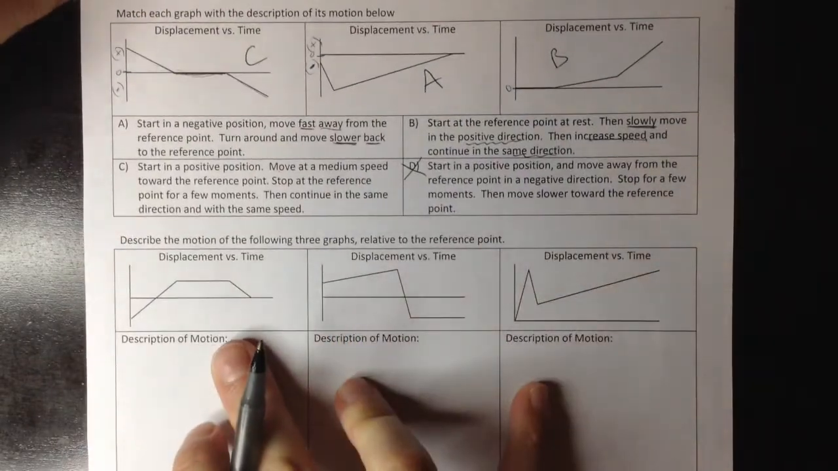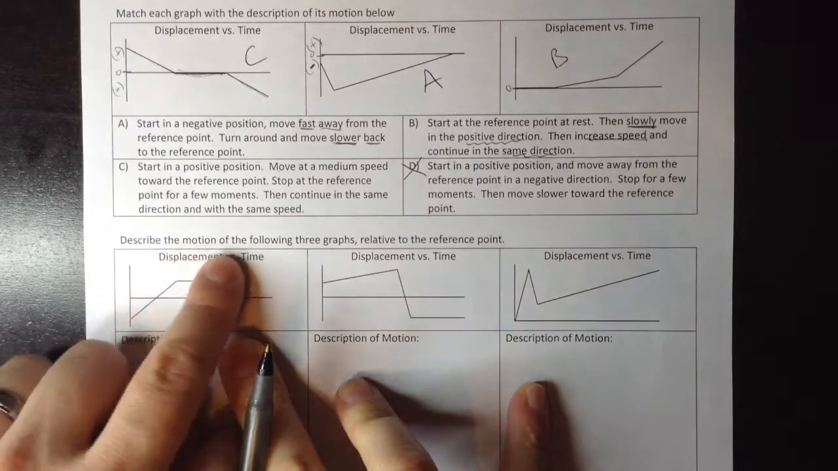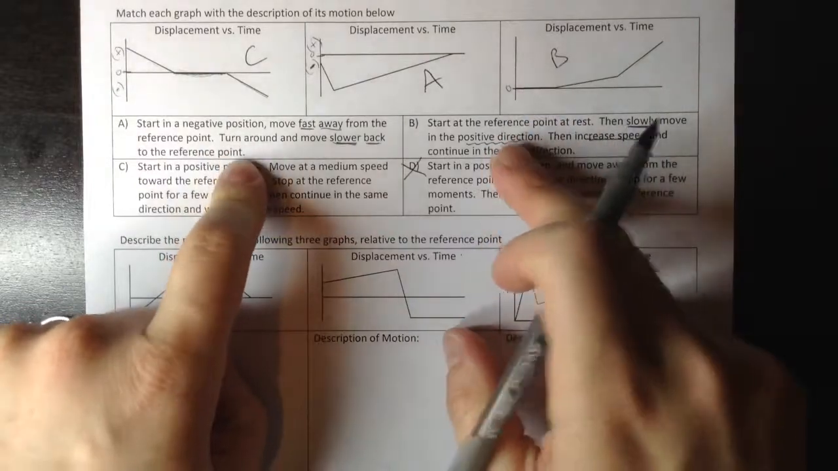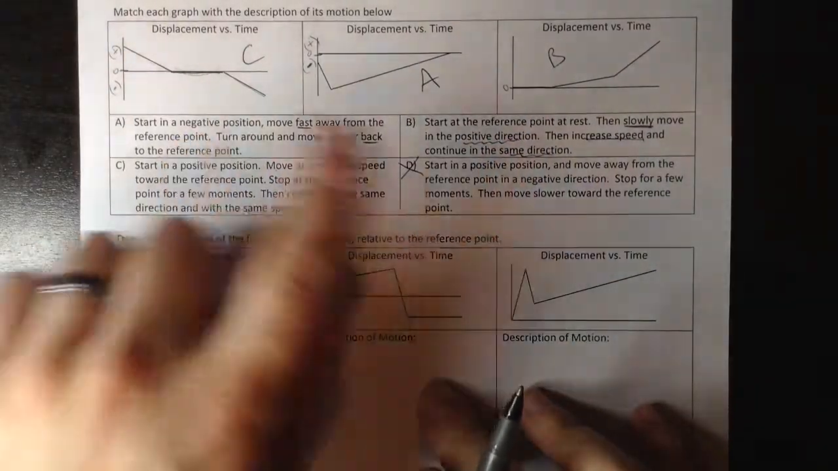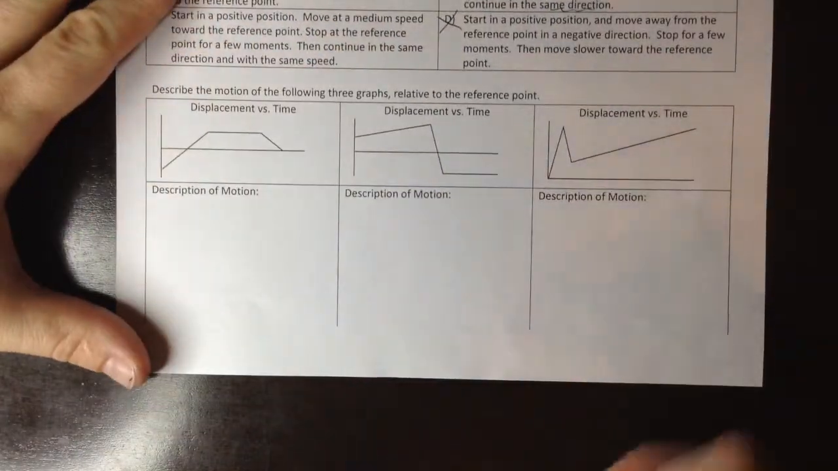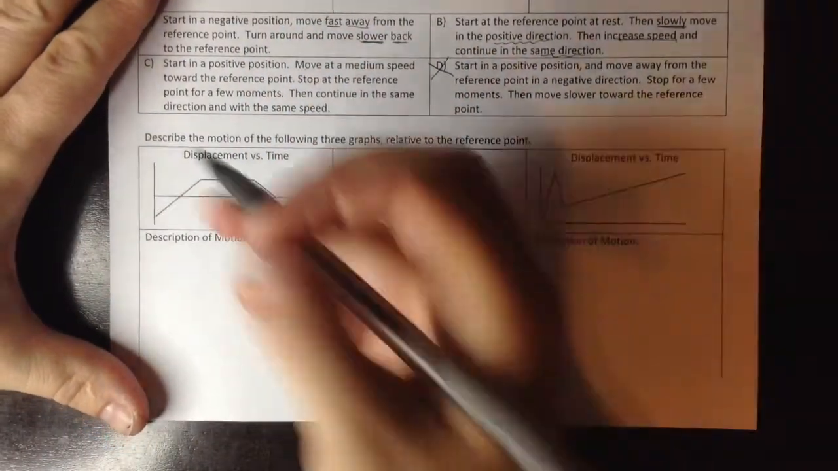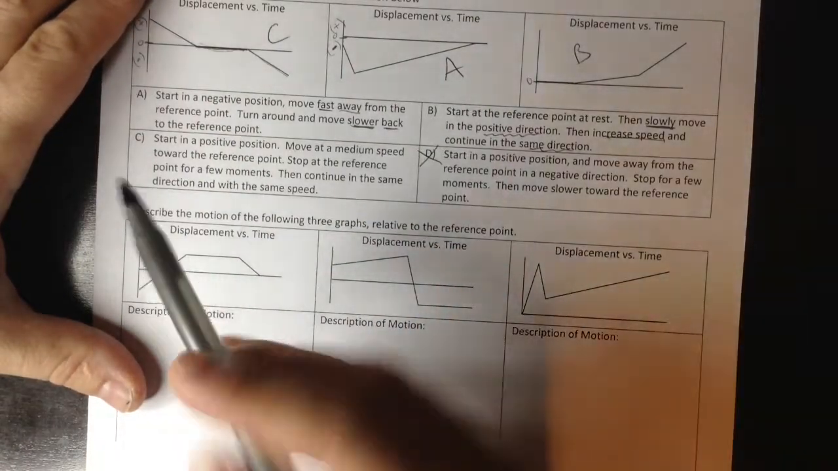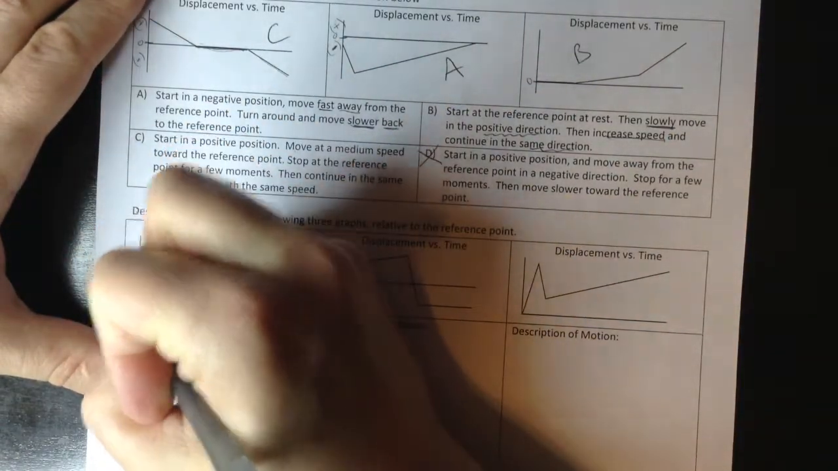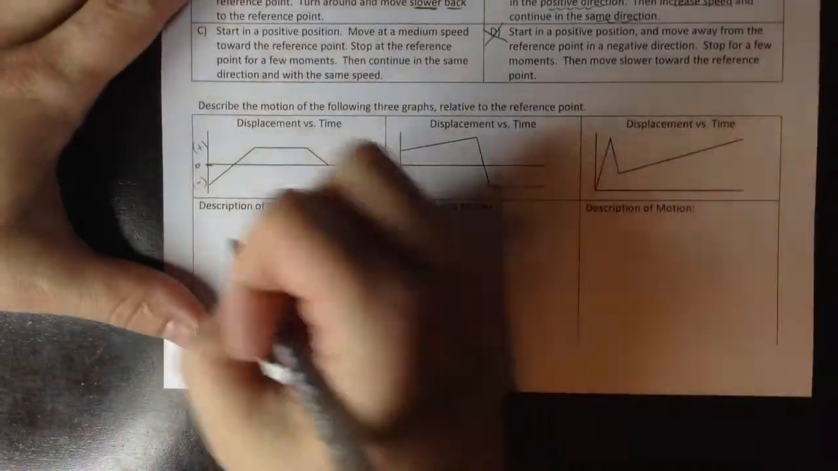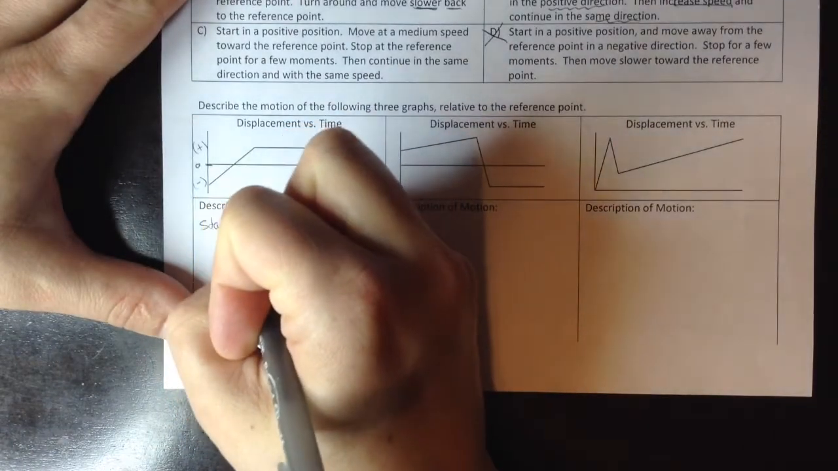For these three graphs here, we're going to describe the motion for each of the three graphs relative to the reference point. So just like these descriptions, we're going to now write the descriptions ourselves rather than just matching. Okay? So here we go, describing motion. Use these kind of as a guide to inspire you. Each one of these always talked about where it starts. So right here, there's a reference point, that's positive, that's negative. So description for this graph, start negative position.